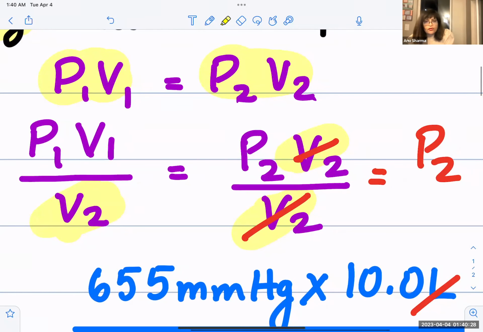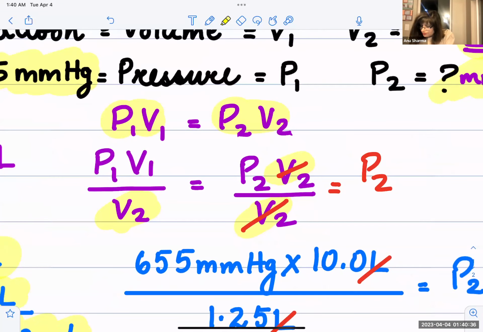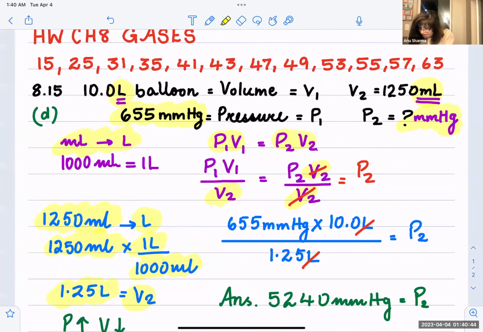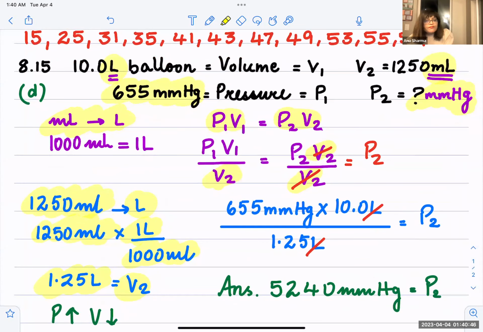So that's how it cancels out from one side, and you have the V2 on the other side. So then the whole equation is written now. P1V1 over V2 is equal to P2. Next, just plug in the numbers. So you have 655 millimeters of mercury times 10.0 liters over 1.25 liters. That is the volume of V2, right? We converted that into liters. So we get 5240 millimeters of mercury.